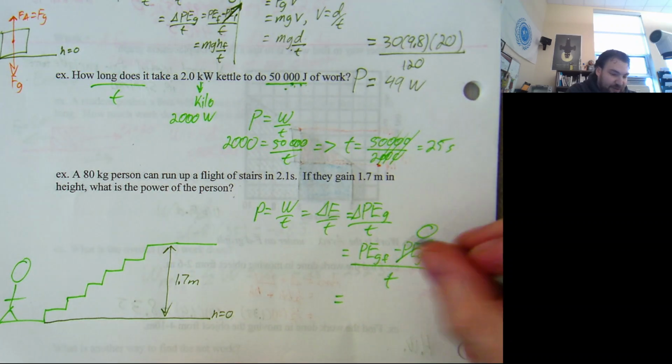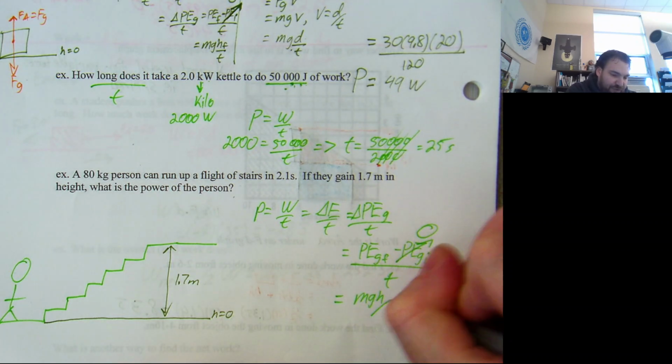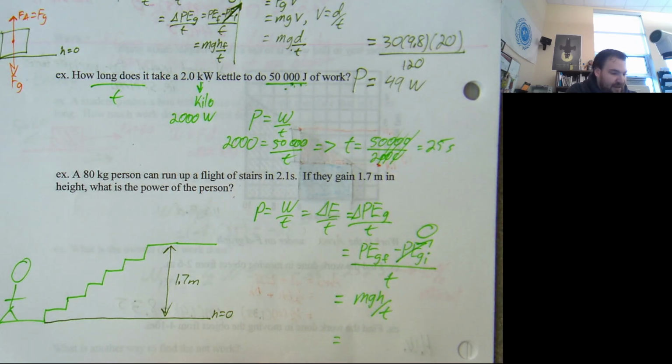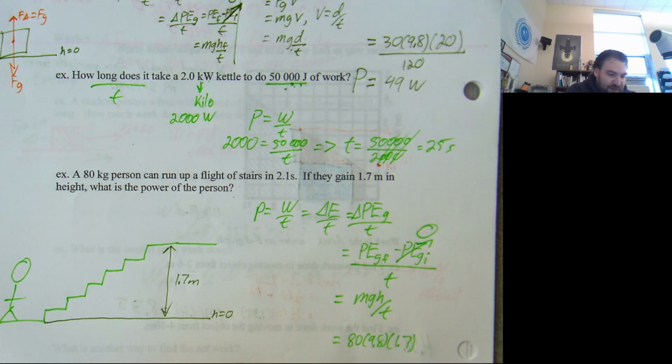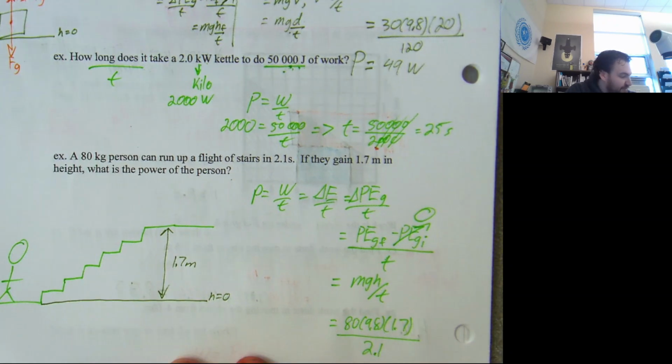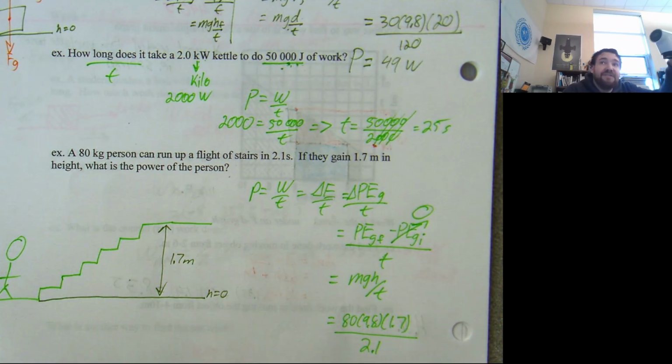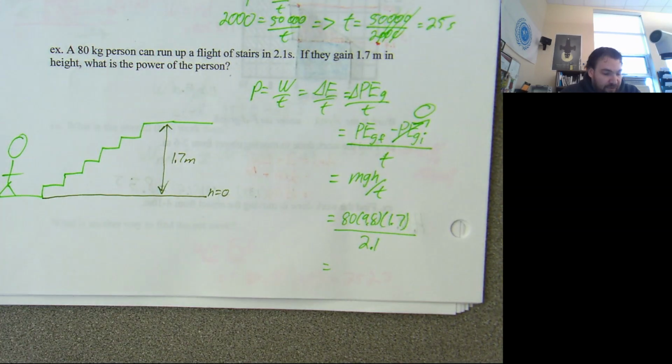So this is just going to equal mgh over t. We have an 80 kilogram person running up against gravity, going up a height of 1.7 meters in 2.1 seconds. This person is that powerful. What's that number?